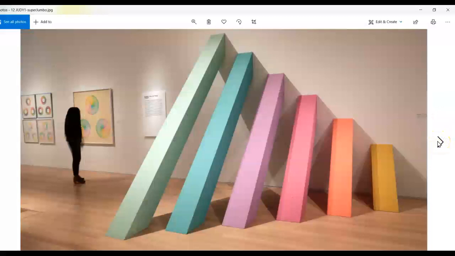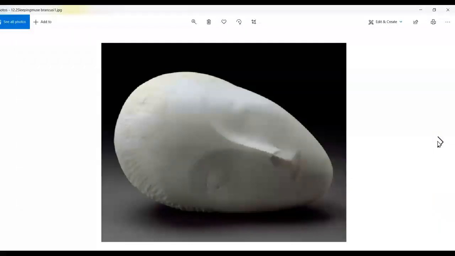Okay, here's another one. This is by Judy Chicago. Something about pickets. So you get the idea. Lots of units and repeated, very simple forms, etc. Okay, so let's look at this.